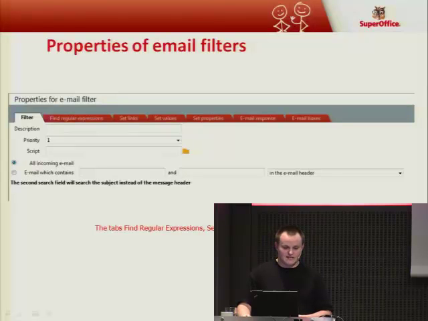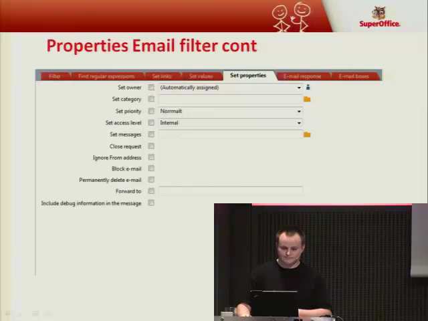An email filter can also be connected to a script, which can do other tasks as well. For instance, parsing a webmail form. We have some tabs: find regular expressions, set links, and set values. They are mostly for the more advanced uses of email filters. What we normally use is the set properties. For instance, setting the owner, or saying block this email, it is an out-of-office email.